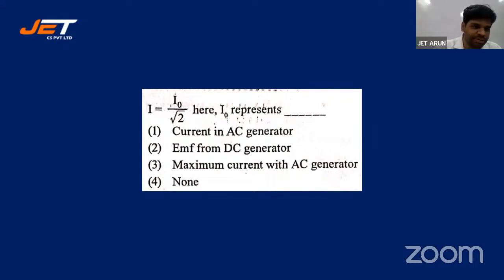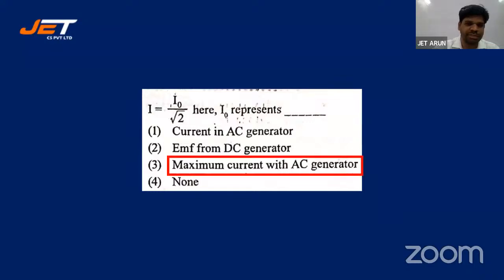There are many more names. Akhilesh. Swapna, Navneet, they're all right. But there are students who have gone wrong. Okay, here's the key, students. It's maximum current with AC generator. All right. So I naught by root 2, where I is nothing but the RMS value. I naught is the maximum value. All right, let's go to the next one.